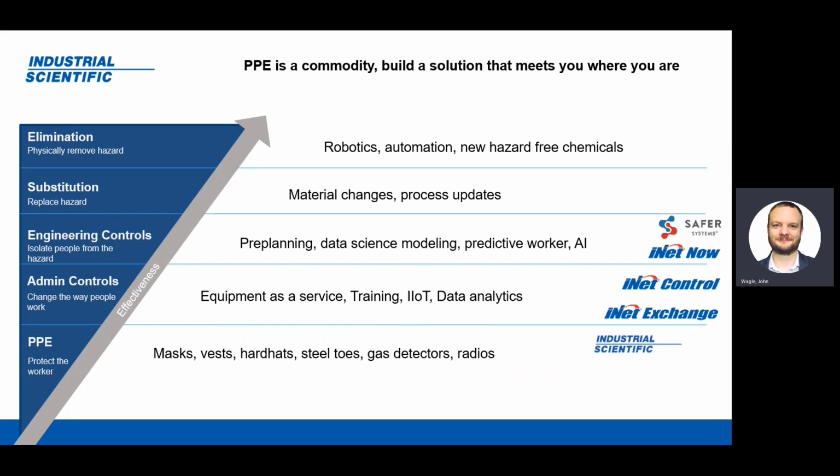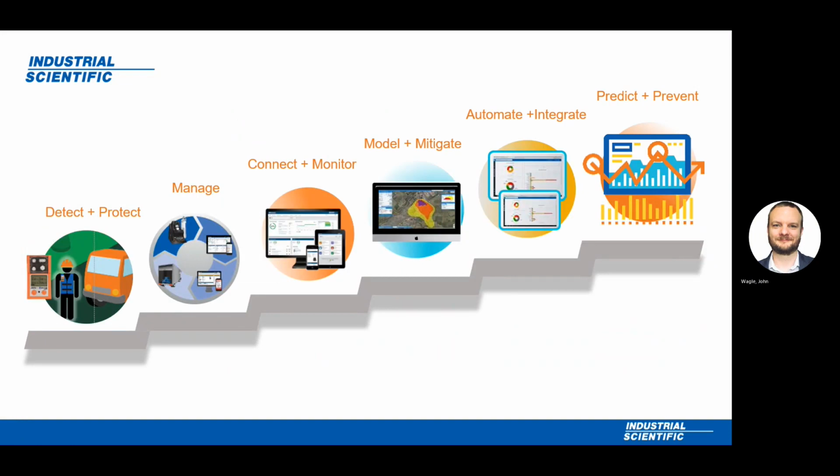We can then wrap iNet Now and Safer around that. That will enable us to start pre-planning and use data science modeling to understand our facility and control an emergency when it happens. So detection and protection, the first bullet point there, is where the PPE kicks in, and we can go all the way up to modeling and mitigating the issue with the chemical emergency toolkit, thus giving us a much better perspective on an emergency, not only while it's happening, but before it happens.